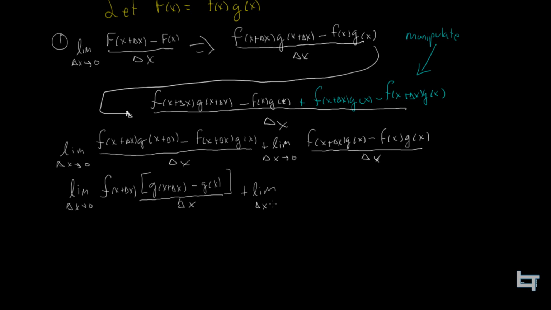I'm going to do the same thing here. What is common in here? We see that g of x is common in here. So we'll be multiplying that with f of x plus delta x minus f of x, and you can put that all over delta x.